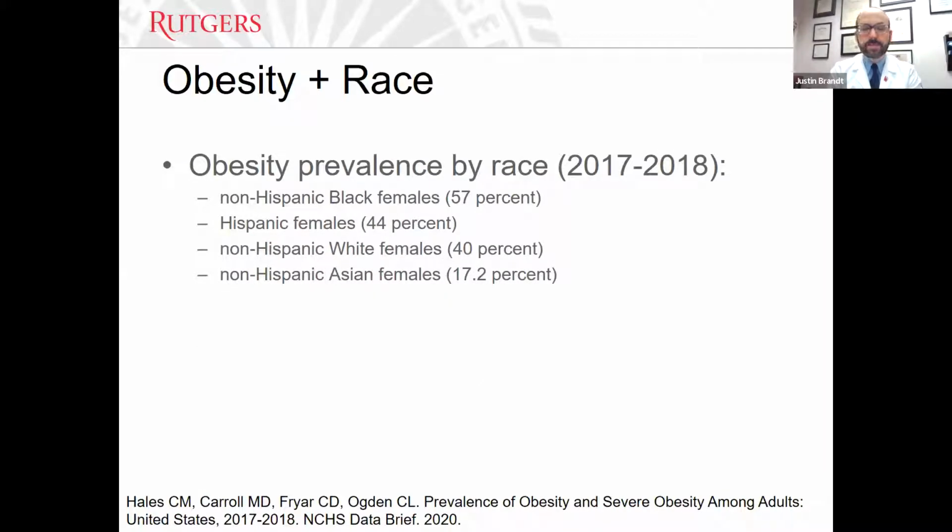There's a relationship between obesity and race, one that requires further study. In looking at data from 2017 to 2018, the prevalence of obesity among adults in the United States who were non-Hispanic Black was 57%. Among Hispanic females, 44%, and non-Hispanic white females, 40%.